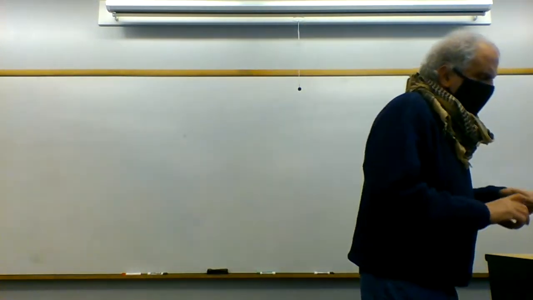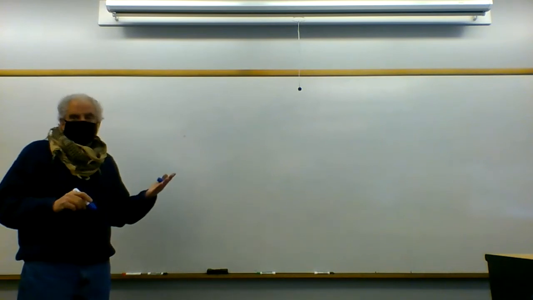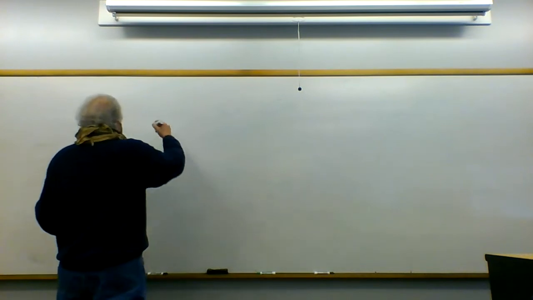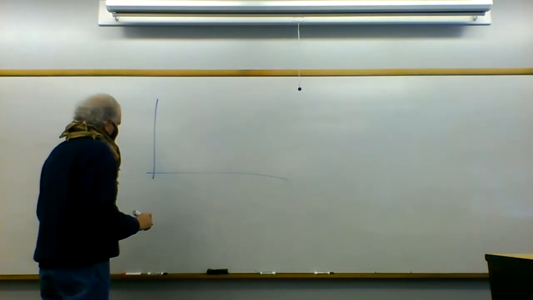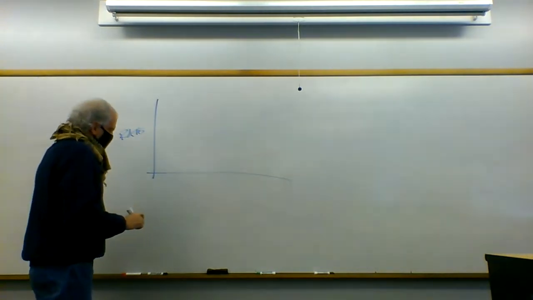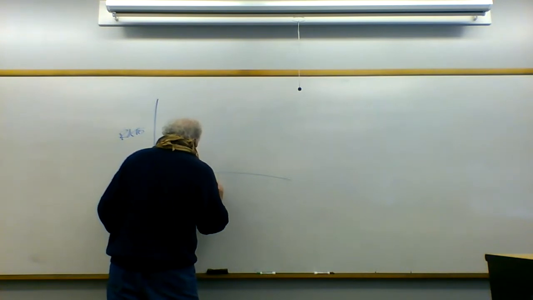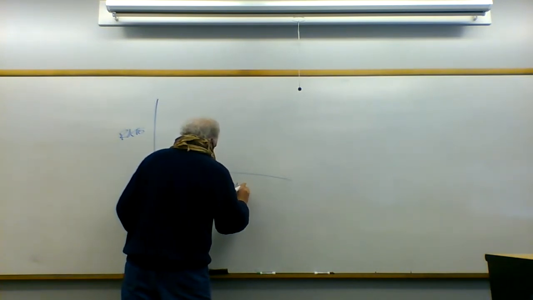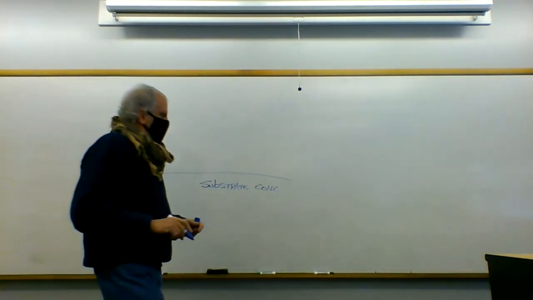So, one of the things that we can do is look at the rate of a chemical reaction and incorporate our discussion of enzymes here. So, this is a classic kind of plot of reaction rate. On the y-axis, we've got the reaction rate, and then on the x-axis, we're going to put substrate concentration.